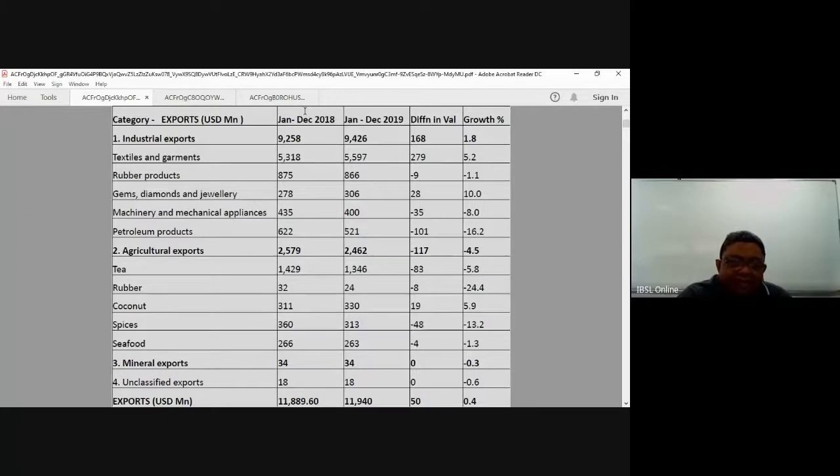One currency, right? When we do exports, when we sell, we have textile garments, rubber products, gems, diamonds, machinery, petroleum products, tea, rubber, coconut, spices, seafood. Frankly speaking, I listed these maybe not in a generalized form. When I took the book from the Export Development Board, you can buy that book there, right? Oh my God, I think there's nothing that we are not exporting. We are exporting so many things.